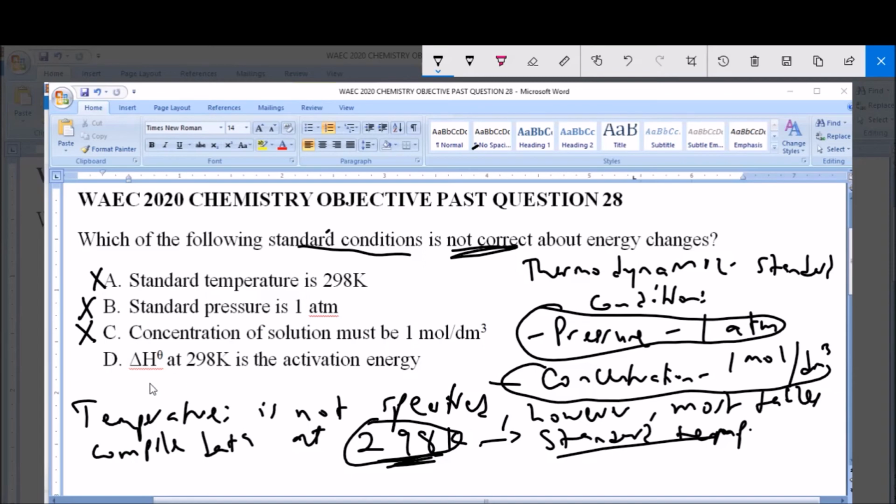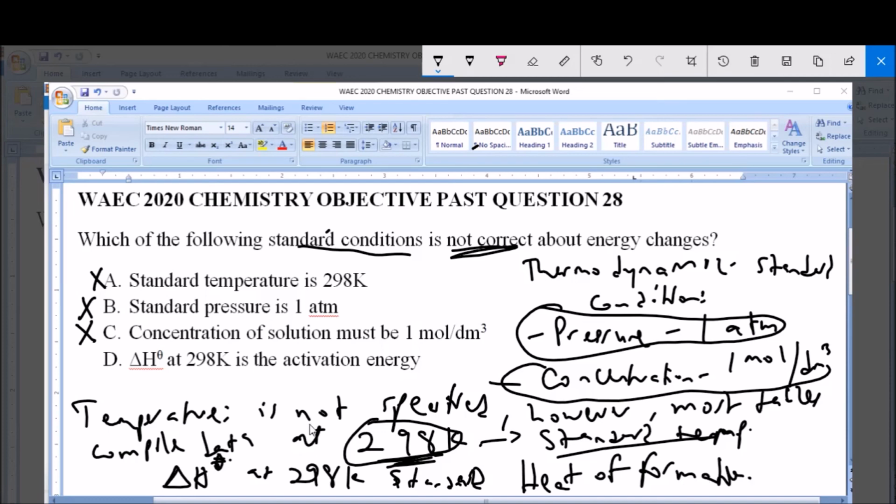And then lastly, you have enthalpy at 298 Kelvin is activation energy. Now, enthalpy at 298 Kelvin is known as standard heat of formation. It's known as standard heat of formation and not activation energy. So it is not correct about energy changes, and hence option D is the answer to this question.